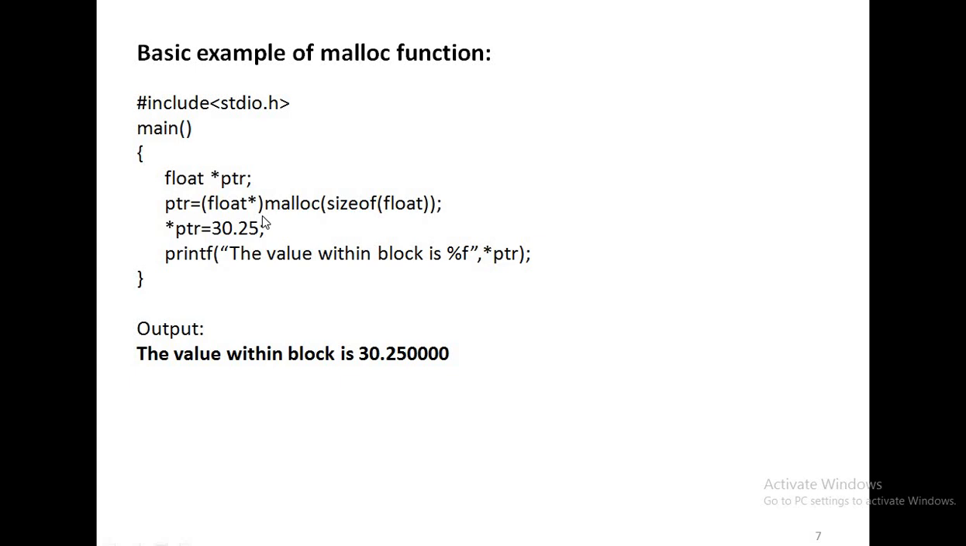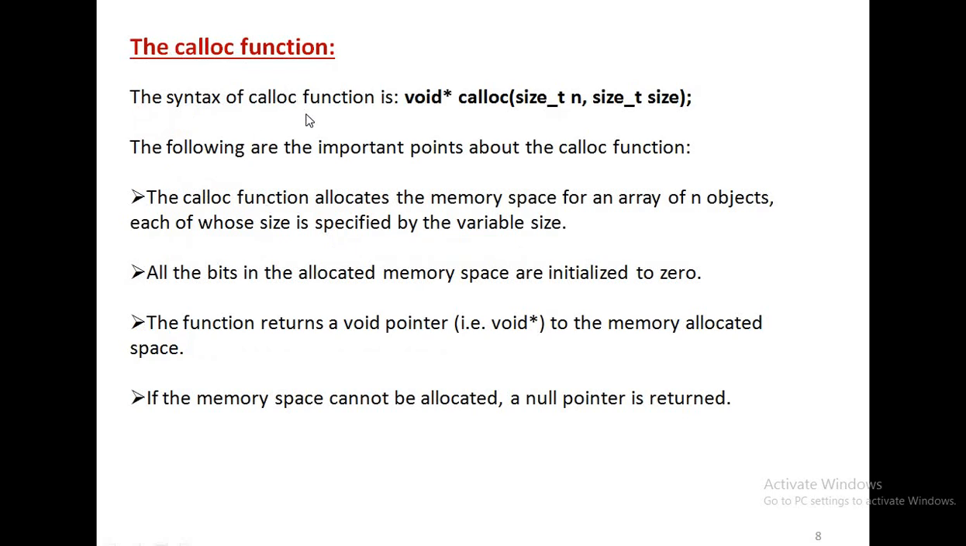At that location some float value will be stored dynamically. Then the next function is calloc. It has two parameters, size_t n and size_t size. This size is the size of each element, and this n is the number of elements for which this calloc function is being utilized. So this is similar to the malloc function.